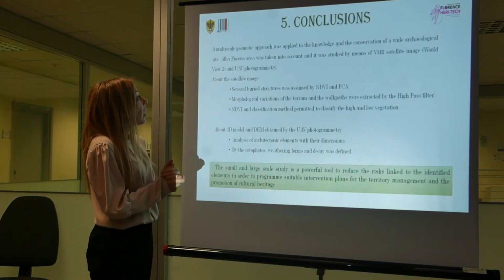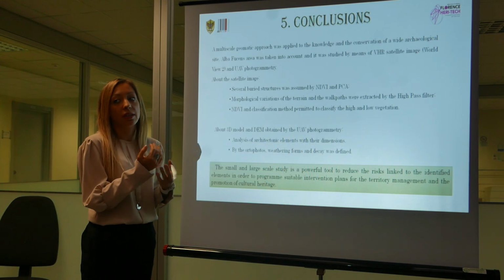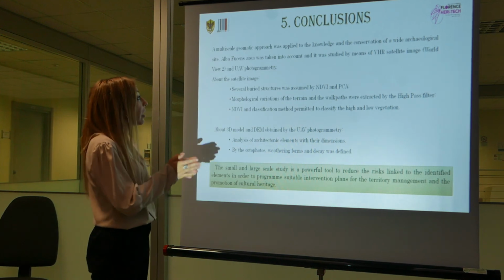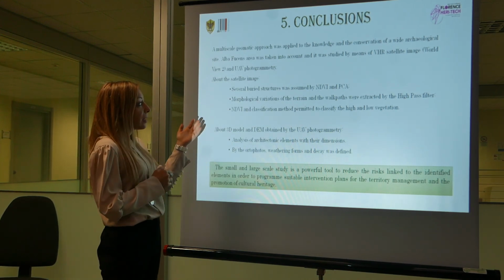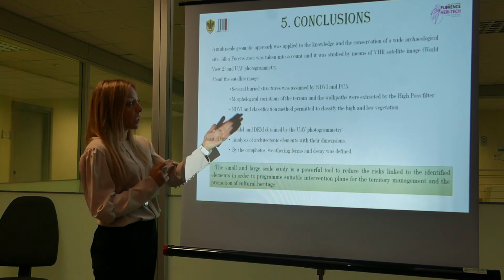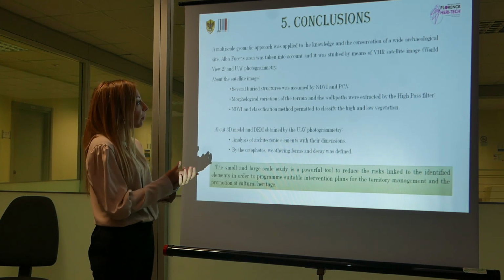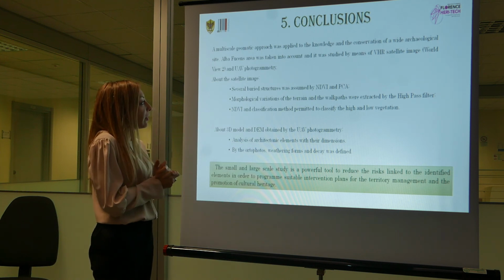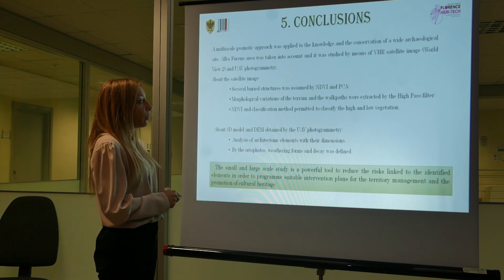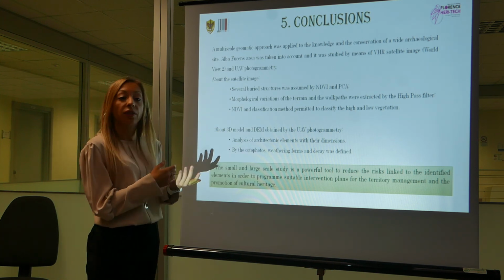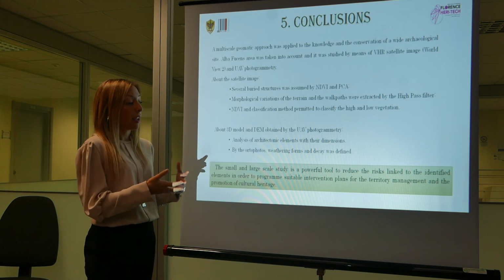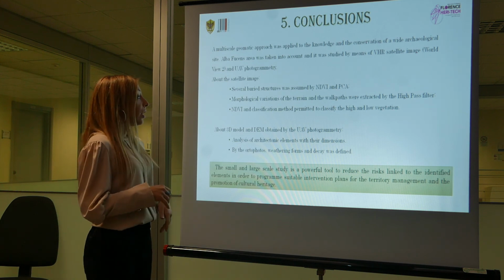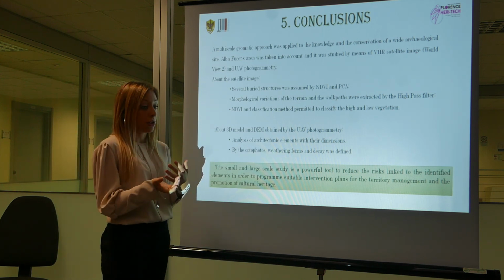The Alba Fucens area was taken into account, and it was studied with very high resolution satellite images and UAV photogrammetry. About the satellite images, we can say that NDVI and PCA allow us to see several probable buried structures. With the high-pass filter, we could see morphological variations of the terrain and the walk paths present in the area. And then with the NDVI and the classification method, we could classify high and low vegetation.